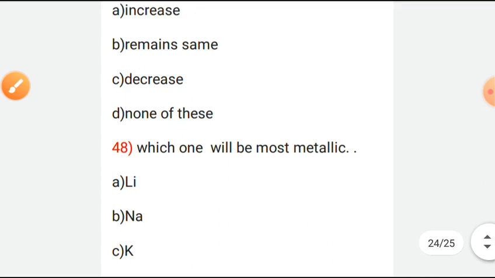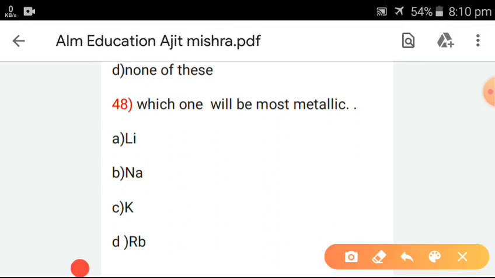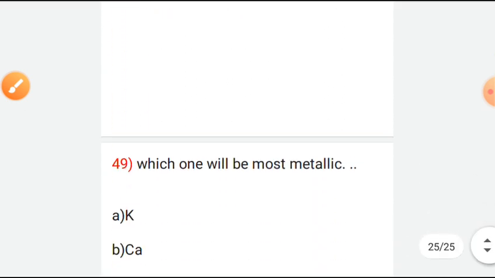Next question. Which one will be the most metallic? Option A, lithium. B, sodium. C, potassium. And option D, rubidium. Choose the correct answer. The answer will be option D, rubidium, because moving down the group the metallic property increases. So rubidium will be the most metallic element.